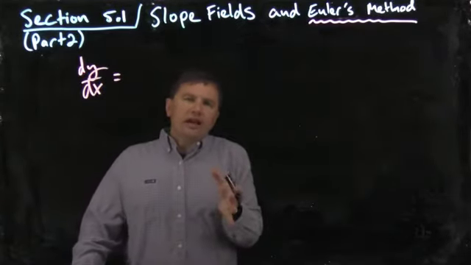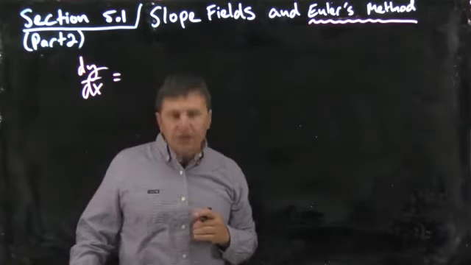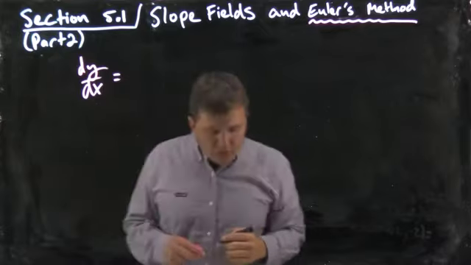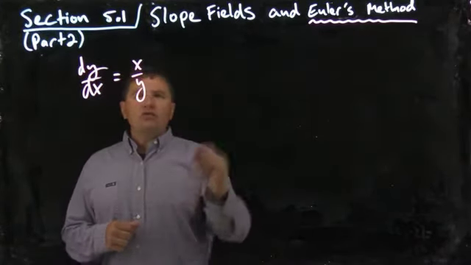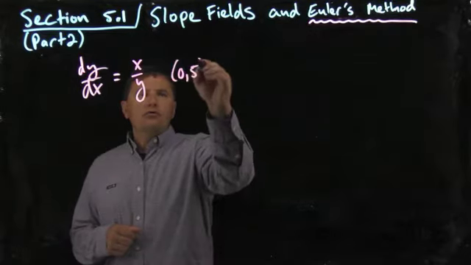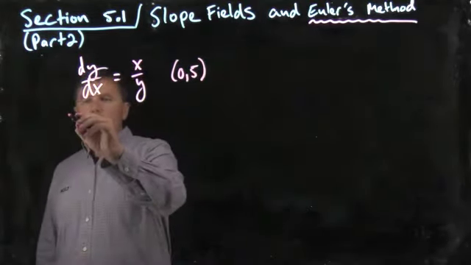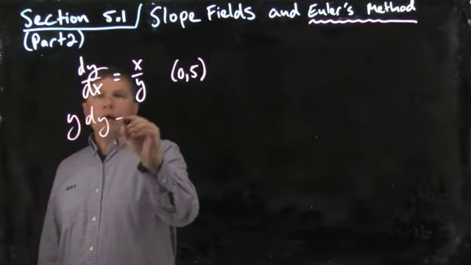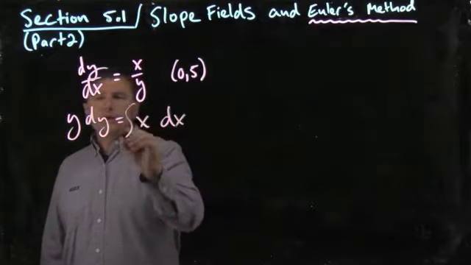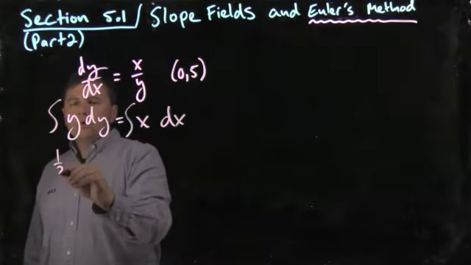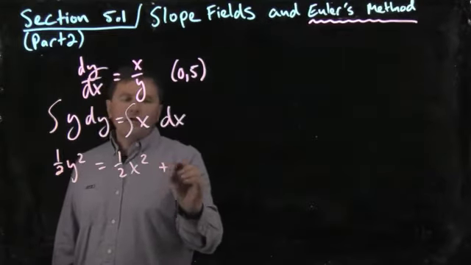At this point in the book, they actually haven't introduced this yet, but we did learn it last year, so I'm just going to take this opportunity to use it as a setup for the need for this. Okay, so let's say we have this differential equation, and we want to solve the particular solution for (0, 5). First of all, we're going to separate the variables. y dy is equal to x dx. Integrate both sides. 1/2 y squared is equal to 1/2 x squared plus c.